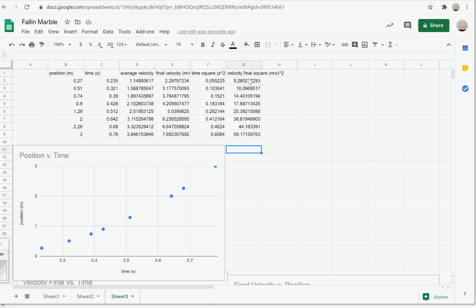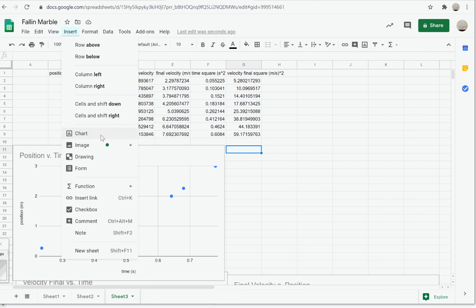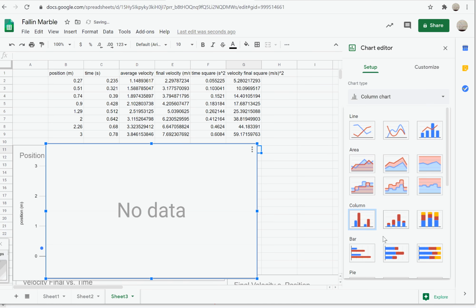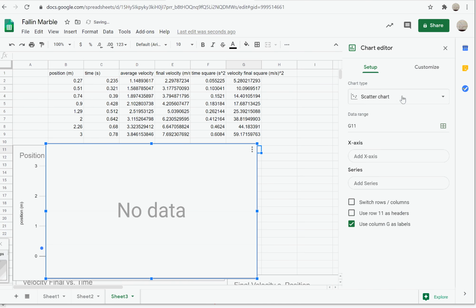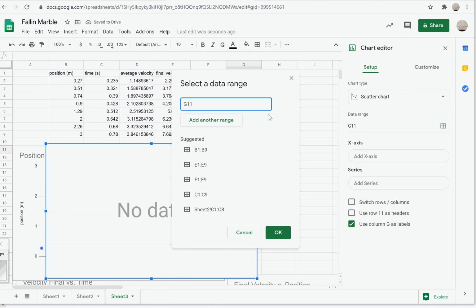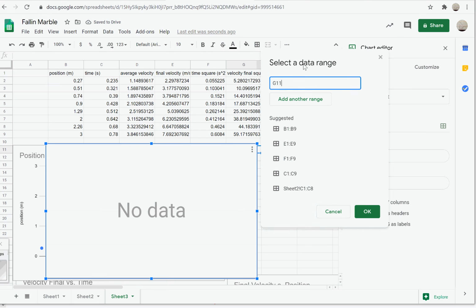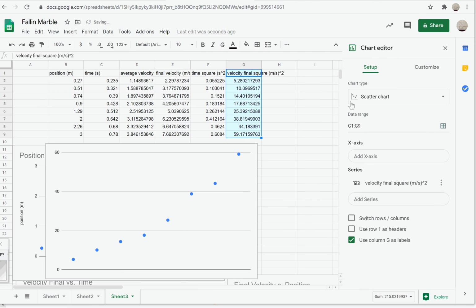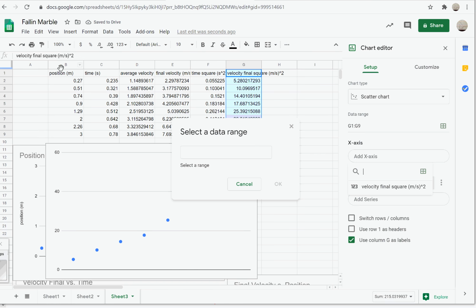So I want to make a graph of velocity final squared versus position. So let's come down here and go back. Again, hopefully you're not watching this video. You got it. You're good to go. So scatter plot, but I'm going to finish it because that's just kind of how my brain is wired. So I want a graph of, boom, velocity final squared. Okay, I want that for my y-axis. Now for my x-axis, I want to have position.